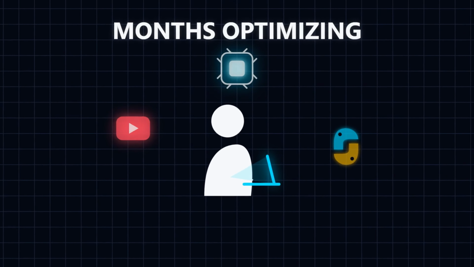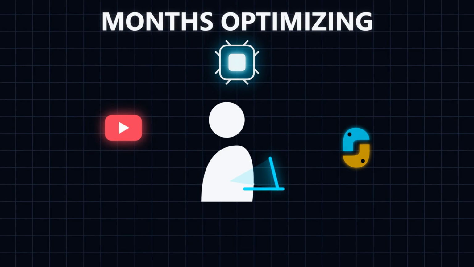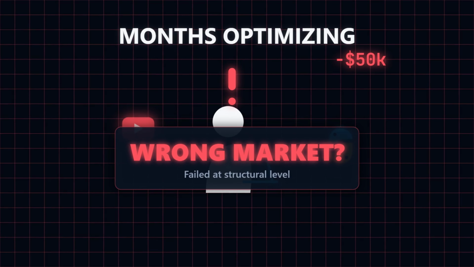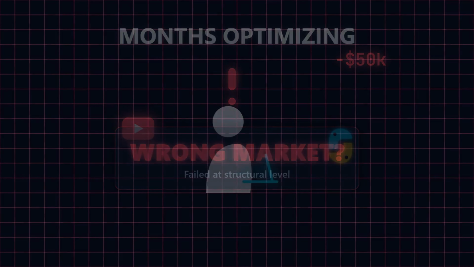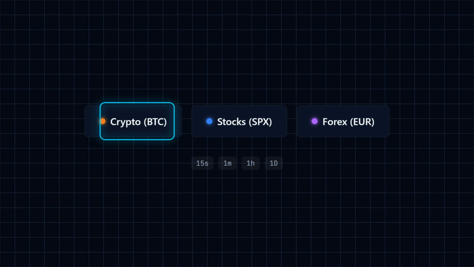Most traders spend months optimizing entries. But what if the real reason the strategy fails has nothing to do with the entry? What if you're simply trading the wrong market? That's why in this video we'll cover how to find the best market and time frame for your strategy.